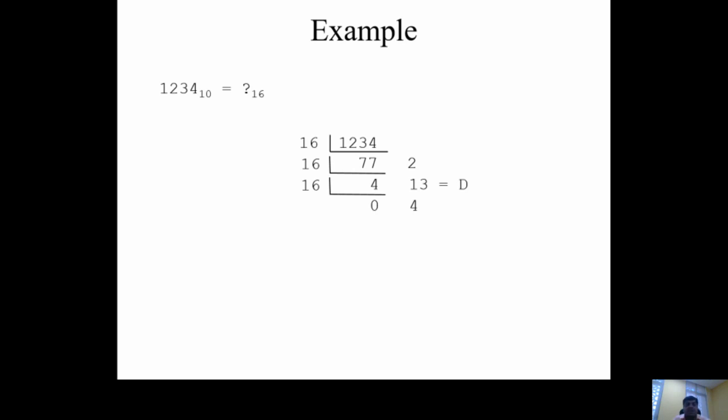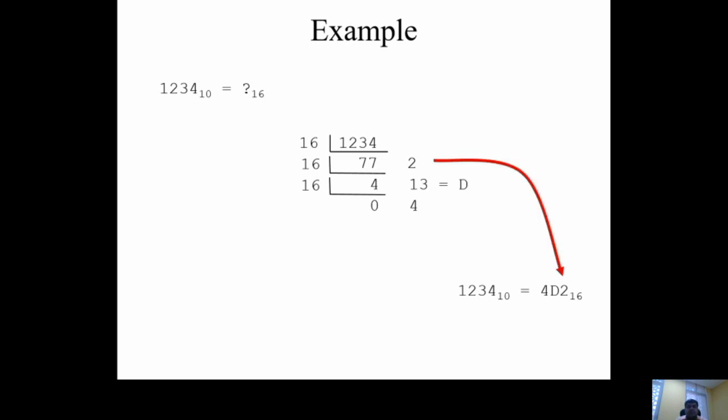So 2 and 13, 13 is equivalent to D. As you know, 10 is equivalent to A, 11 is equivalent to B, 12 is equivalent to C and 13 is equivalent to D. So the answer is 2, 13, 4, it means 2D4. 2D4 is the hexadecimal number equivalent to 1234.